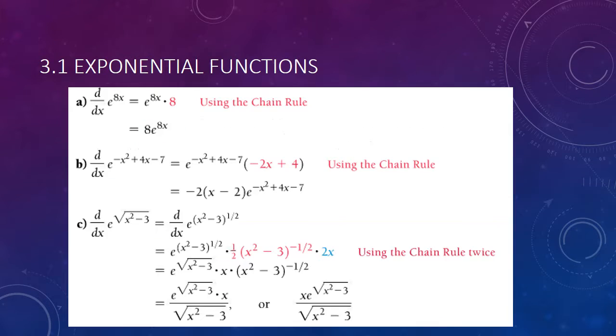Okay, so e to the 8x. Our answer is e to the 8x times the derivative of 8x, which is just 8. So 8e to the 8x. For b, again, e to the negative x squared plus 4x minus 7 stays the same, and then we multiply that by the derivative of negative x squared plus 4x minus 7, which is negative 2x plus 4.